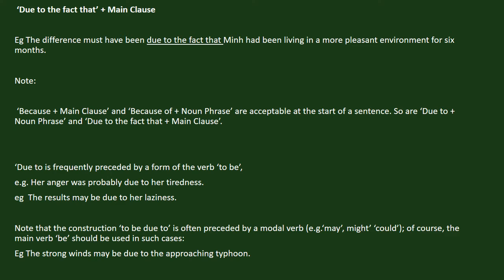So due to is frequently preceded by a form of the verb to be. For example, her anger was probably due to her tiredness. The results may be due to her laziness. Note that the construction to be due to is often preceded by a modal verb. For example, may, might, could. Of course, the main verb be should be used in such cases. For example, the strong winds may be due to the approaching typhoon.